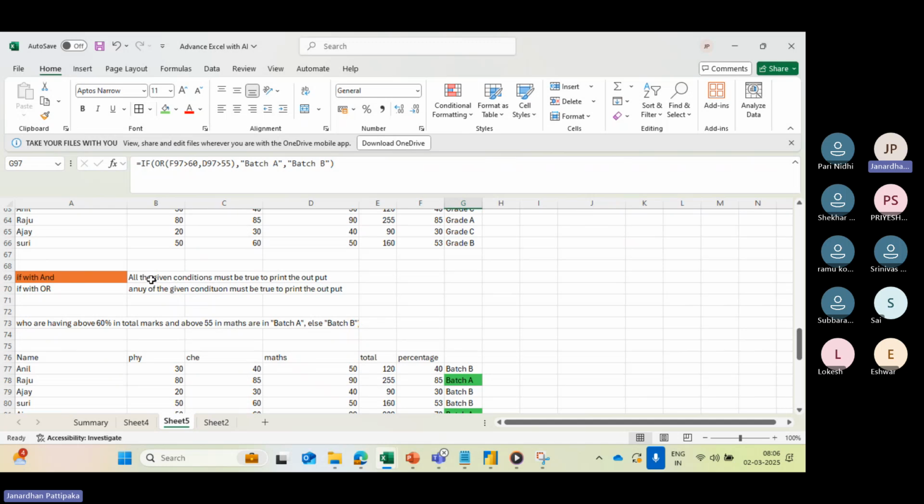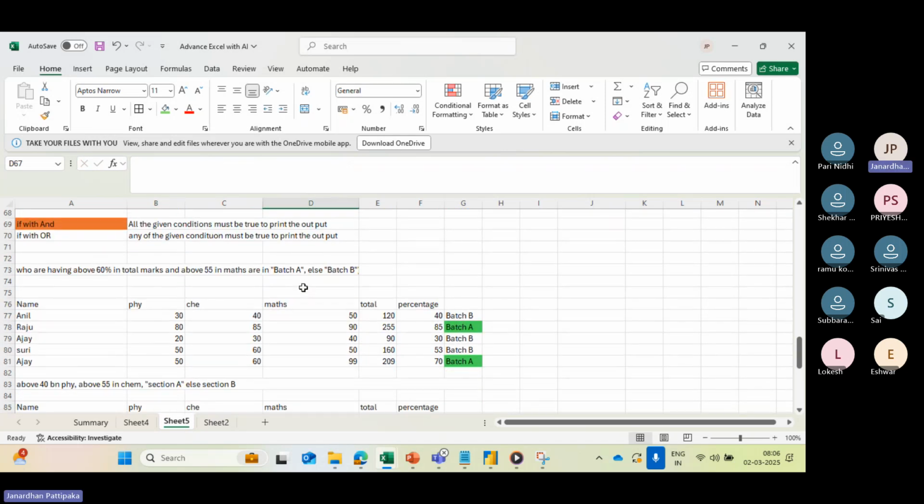All the given conditions must be true in order to print the output if you use if along with AND. Here, with OR, if any one of the conditions, whether you mention two conditions or three conditions, is met, the output will be printed. So that is the difference between the if-AND concept and the if-OR concept.